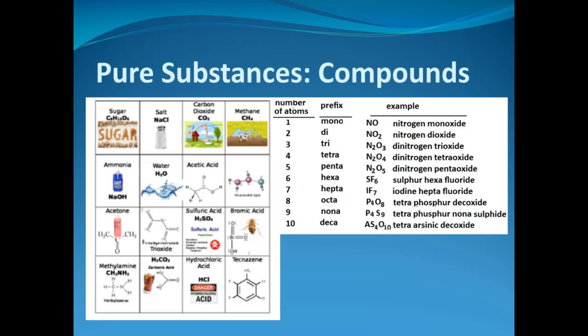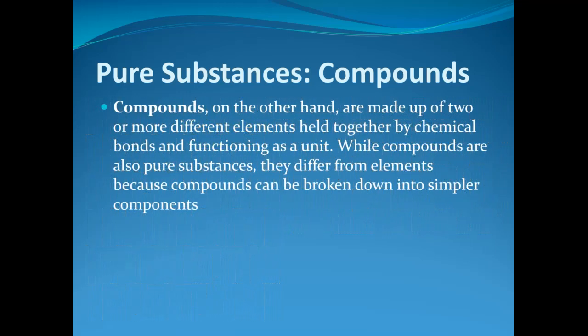When we name compounds, we often give a prefix depending on how many atoms are in the compound. So for example, NO is nitrogen monoxide, but NO2 is nitrogen dioxide. N2O4 is dinitrogen tetroxide. And so there are these rules for naming compounds based on the combination of the atoms that make them up.